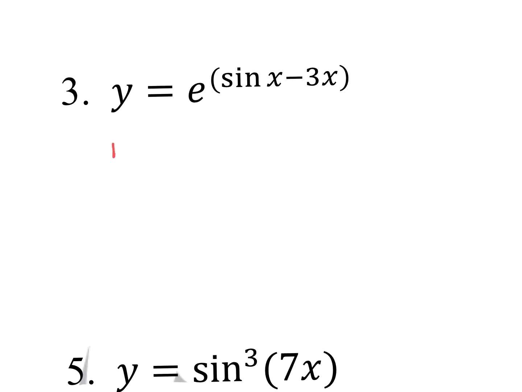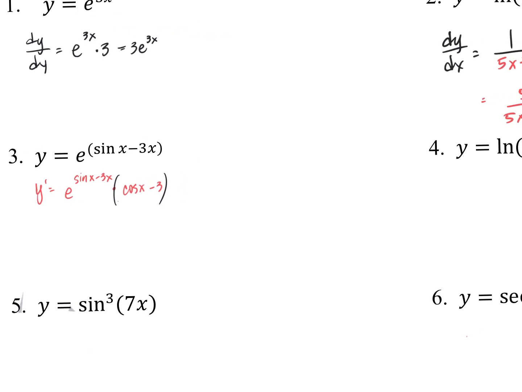We love e. Derivative of e, leave it. e to the sine of x minus 3x. We leave it. But we do need to multiply that by what? The derivative of g. Cosine of x minus 3. If I left out parentheses and I went like this, is that equivalent? No. We got a problem.